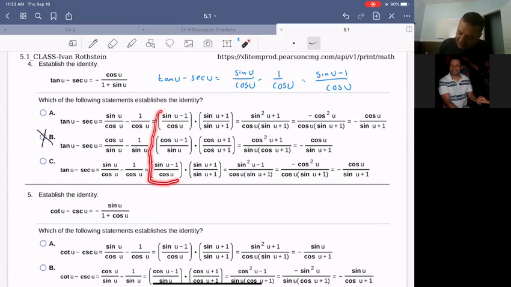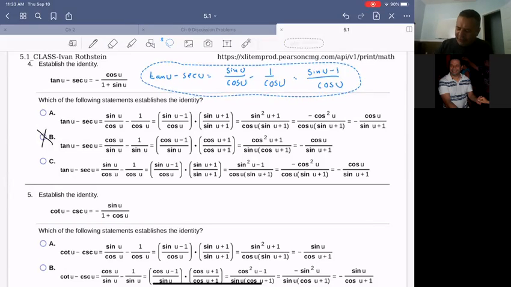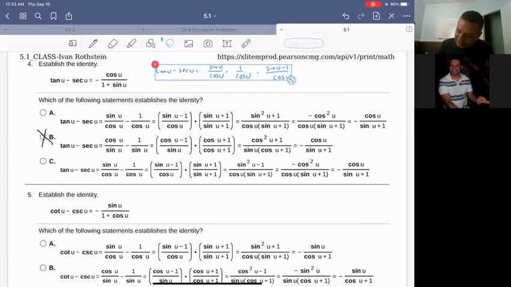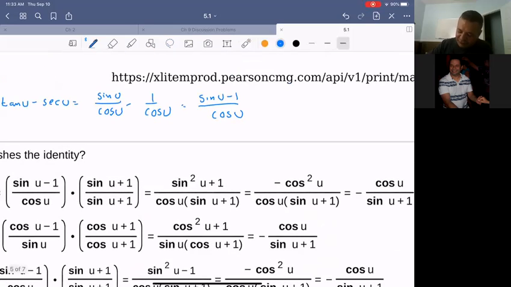Okay, let's see. All these do that. However, do they all multiply by 1? They do all multiply by 1. Now, what is it that we're going to multiply by? We want to get rid of this sine u minus 1, so we want to multiply that by sine u plus 1, right? In order so that we get sine squared of u minus 1. Similar to what we did on the other side. Okay, so let's multiply that by sine u plus 1 over sine u plus 1.